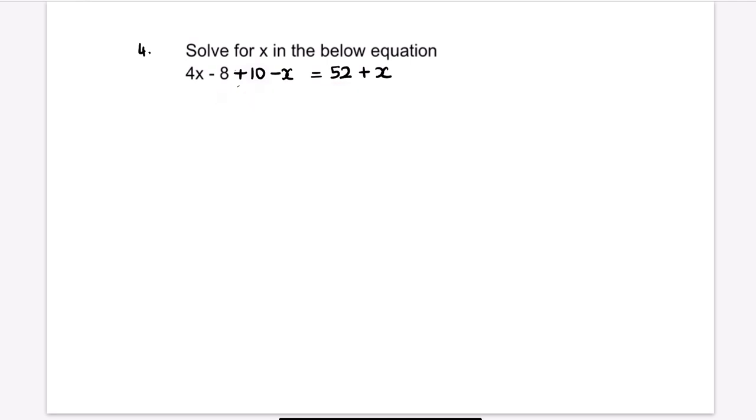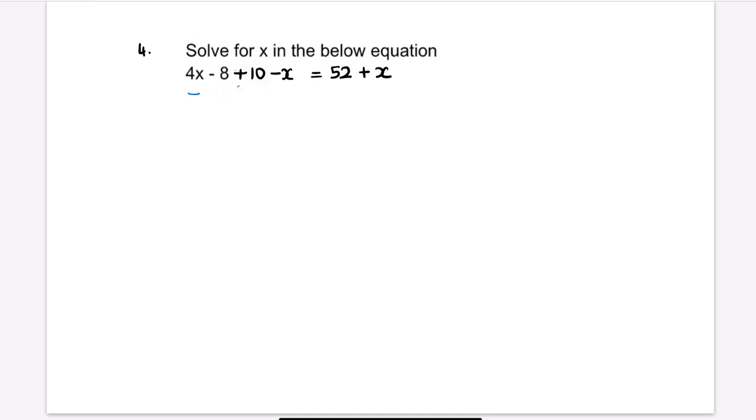So let's take care of this. First of all, if you see problems like this, you have to consolidate or group the like terms. Here the like terms are 4x and 4x and negative x on the left side, and the other set of like terms or constants are negative 8 and 10. So let's group them together first.